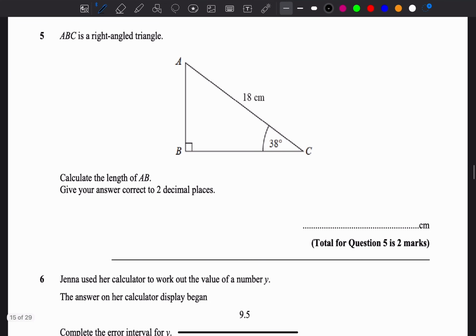Good. This is the hypotenuse. You want AB, so let's just call it AB. That's opposite and adjacent. O and H, sine. Sine 38 equals O over H. O is AB over H is 18. Take the 18, put it here. AB is 11.08 to 2 decimal places.